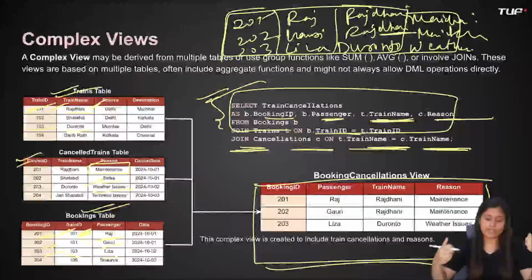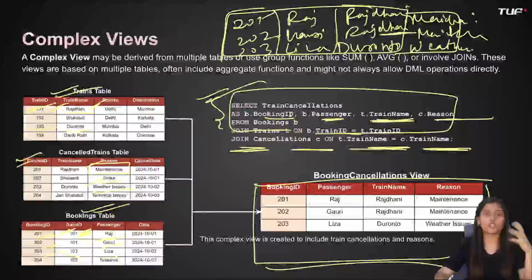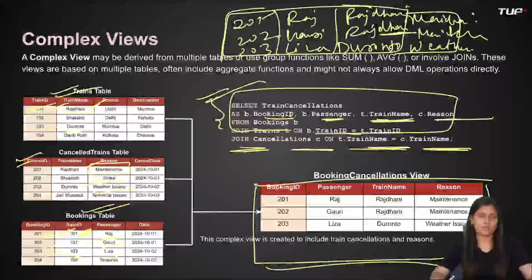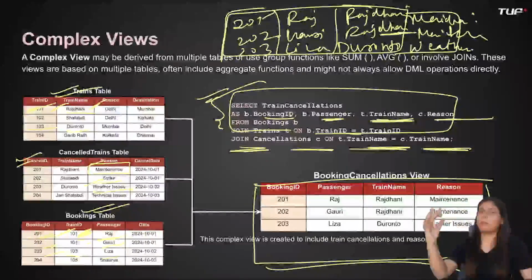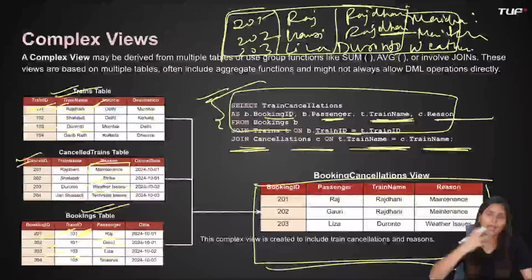And here we can apply the join operations and all, but the normal DML operations are not allowed, because every time we are not sure that in every table and in every column we are going to update or not. So to prevent data alteration, we are not allowing DML operations every time, especially when the complex view is too complex, meaning you are applying joins on multiple tables. So this is how we create a complex view.